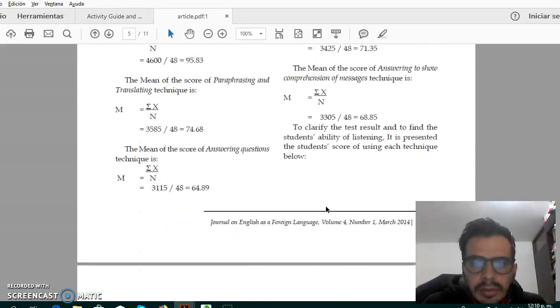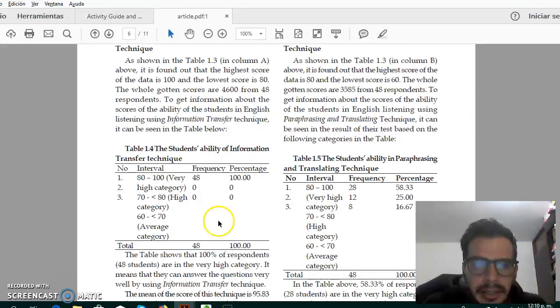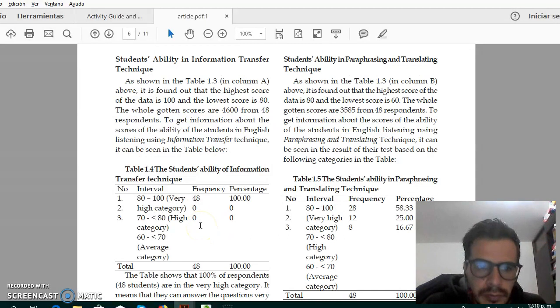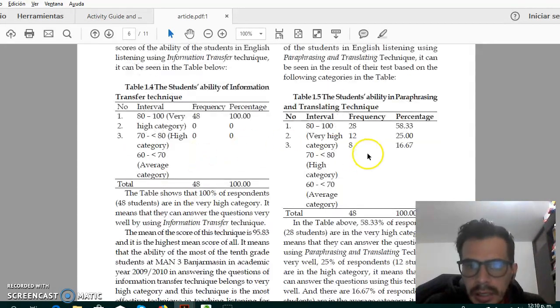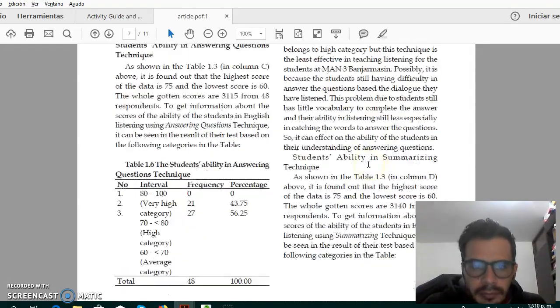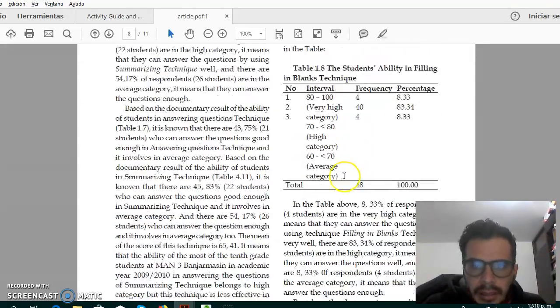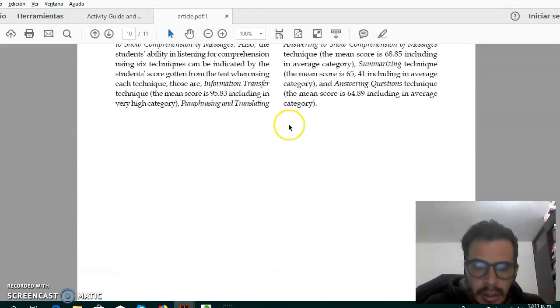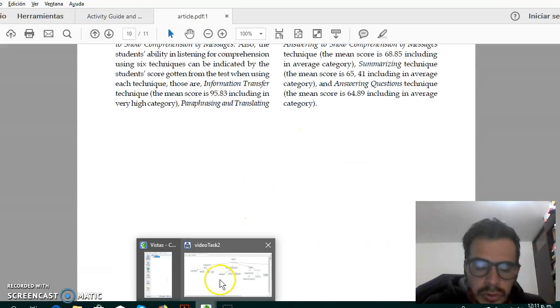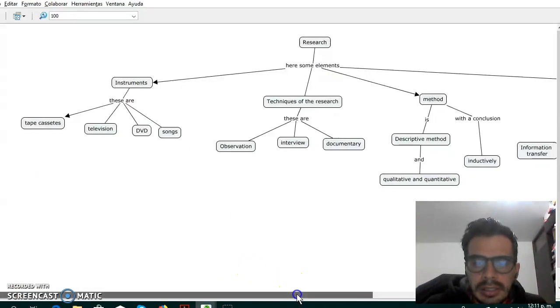The author also explained each technique and the results. For example, this is the first technique, the students' ability in the information transfer technique, and the result. This is number 1, this is number 2. With this analysis, the researcher can give some conclusions.